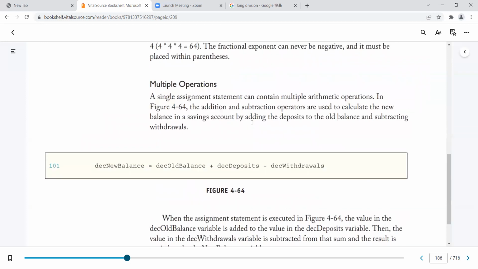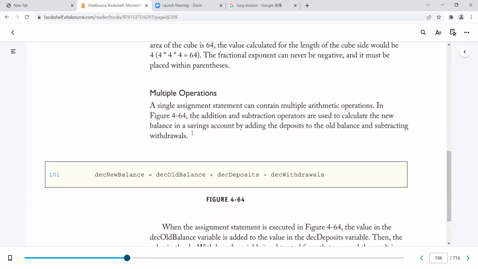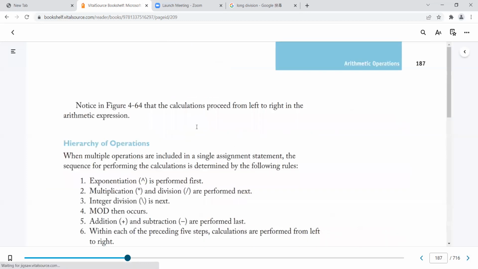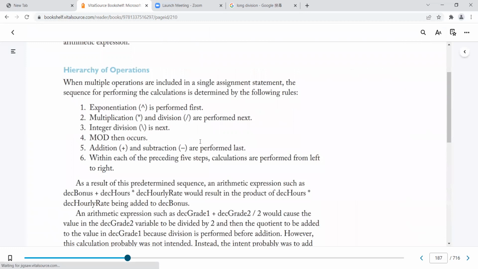Now, suppose we have multiple operations, which you most likely will. This is the hierarchy of operation, which is the order of operation, just like math. First, exponent: if we have exponent, we do that first. Then we have multiply, divide, then integer division, modulus. Then we do addition, subtract.